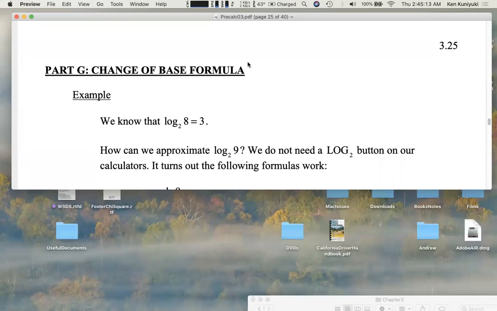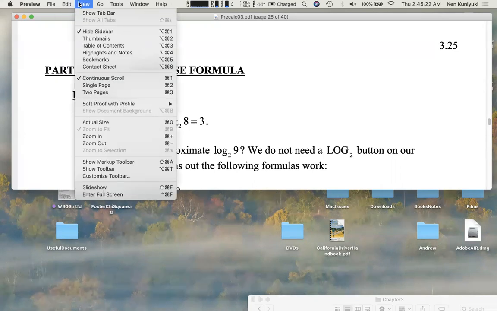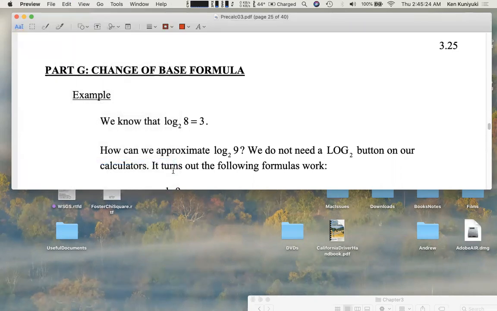Hi everyone, we're finishing up section 3.3 on log properties, and we're going to finish here with the change of base formula. All right, so how do we get from one type of logarithm to another? For example, how do we get from log base 2 to natural log, and vice versa?